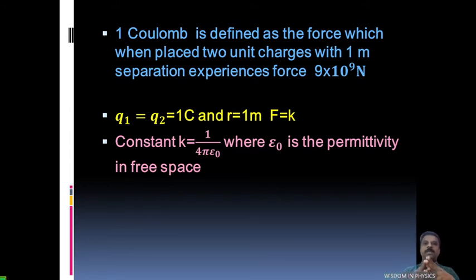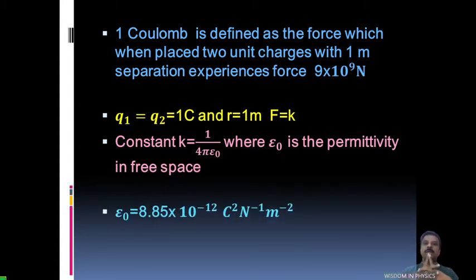This epsilon 0 is nothing but the permittivity of free space. What is permittivity? It is a nature of the medium: how much of the field produced by the charge is allowed by the medium. That is called the permittivity of free space. I will explain in detail later.